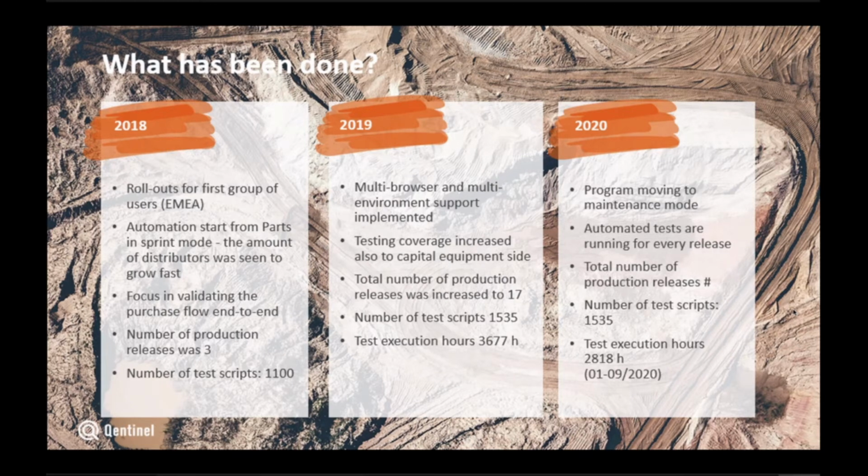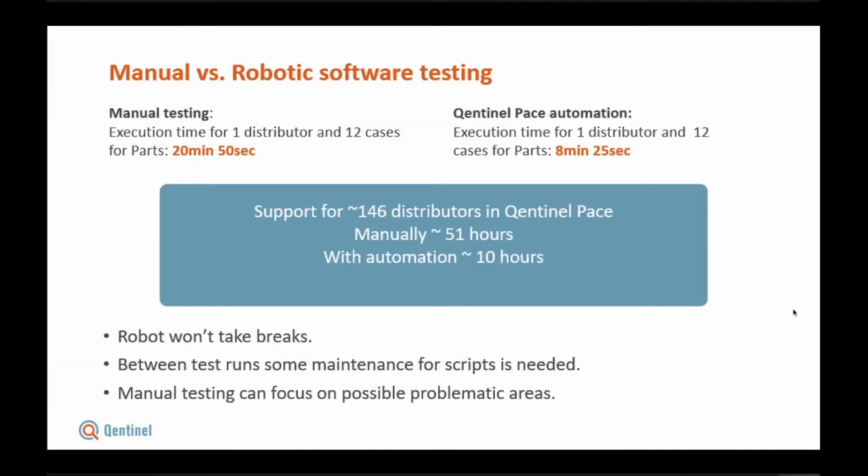And looking into 2020, this is a bit of an older slide. As I said, they already had 1,500 test scripts, and with that kind of level they got pretty good coverage. And comparing the experience they had testing this kind of support system with manual testing: execution time for one distributor and 12 cases. Testing that one distributor that comes into the system typically took about 20 minutes. And of course, automated, doing all of this took 80 minutes and 25 seconds.